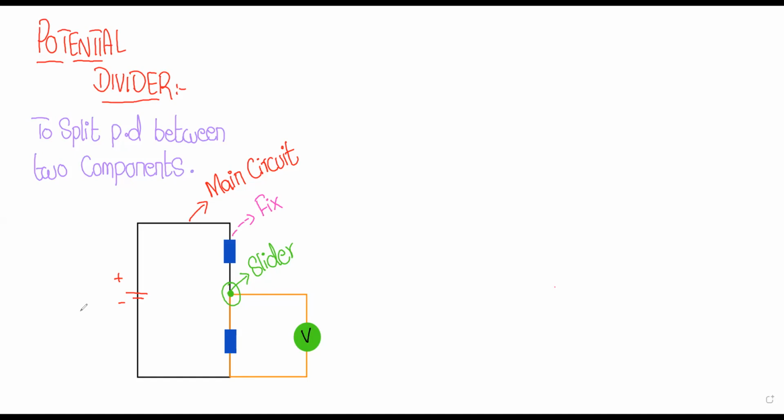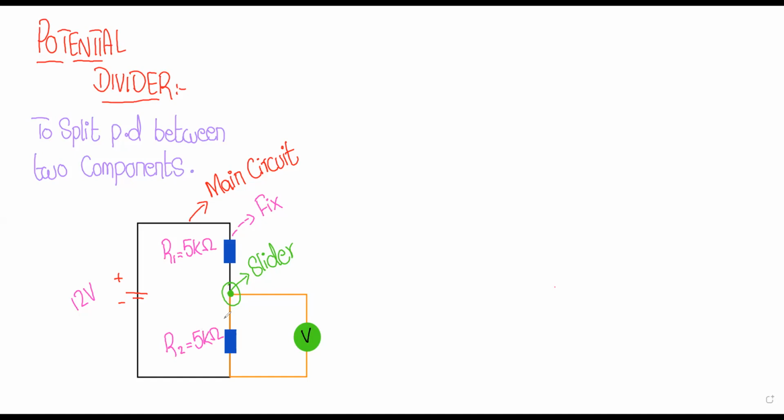So let's suppose there is a voltage of 12 volts coming from the main supply, the battery. Let's suppose the value of resistance is 5 kilo ohms and 5 kilo ohms. Both resistors are of the same value, right?